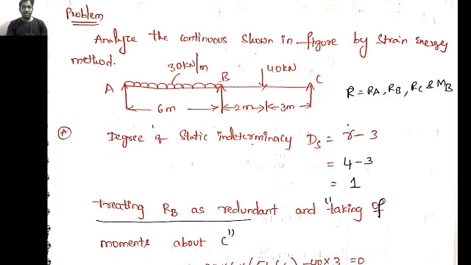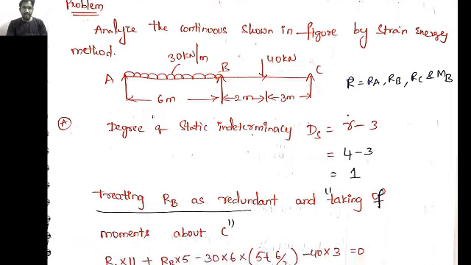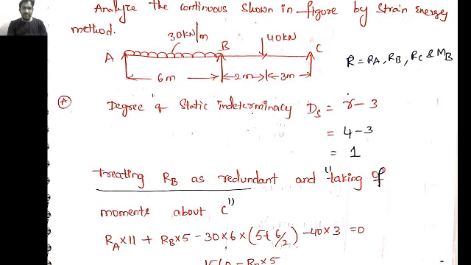How to choose the redundancy? Here we have the reactions RA, RB and RC, and the moment MB. You can take RA, RB, RC or MB as the redundancy; whatever you choose is correct. But for ease, if you take RB as the redundancy, the solution of the problem is very easy. So that's why I am treating RB as redundant.